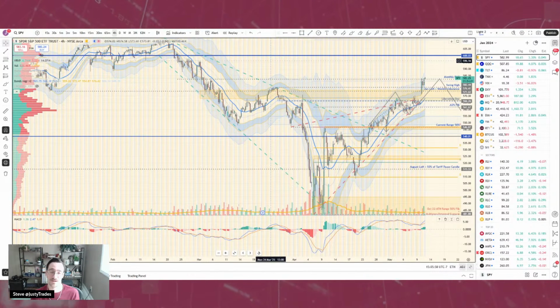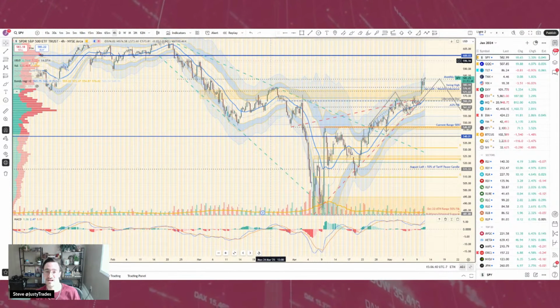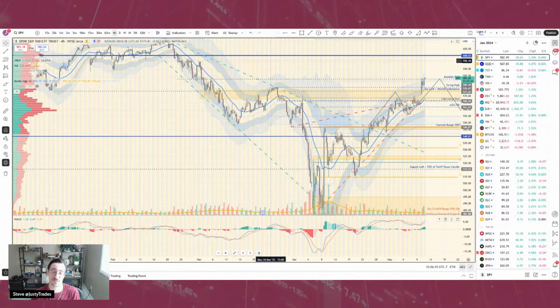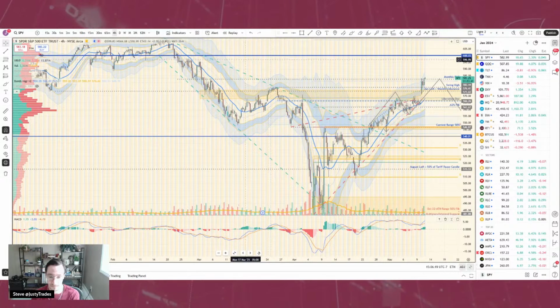Now the important part is to pinpoint our entries. So, I'm not a breakout trader, but I do like trading breakouts. I just wait for them to break out, and I come back and buy the backtest there, and that'll be higher than the point they broke out from. So maybe I'll miss some, but it's a much higher hit rate, essentially.